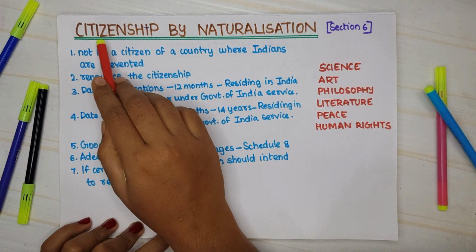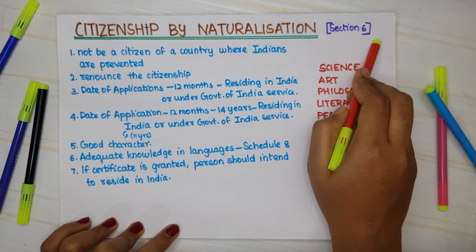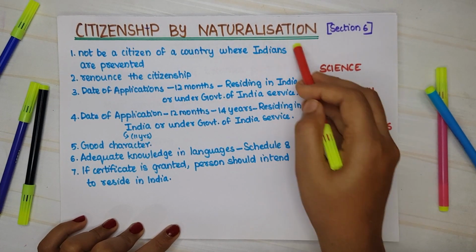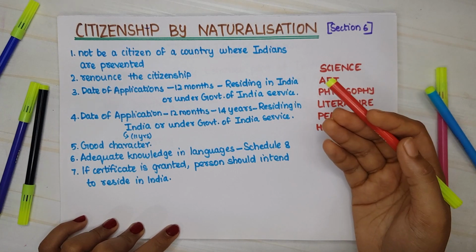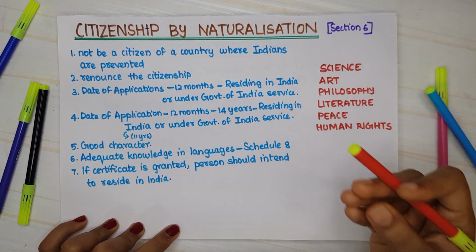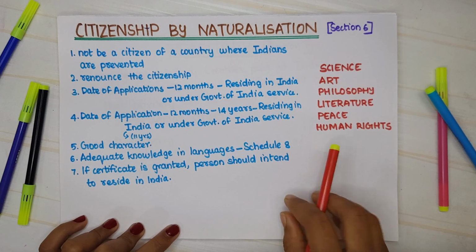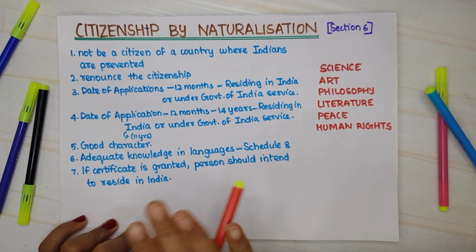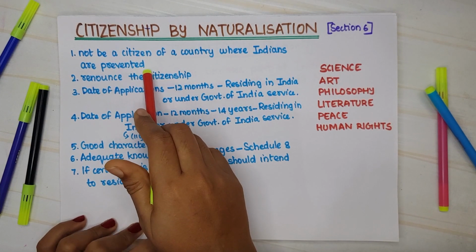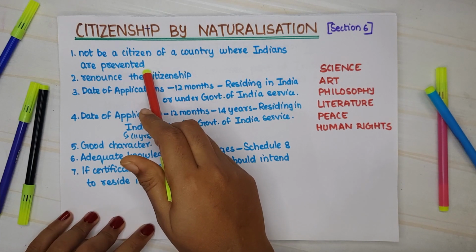Then comes the acquisition of citizenship by naturalization, which is addressed under Section 6. If a person having all these qualifications submits an application to the central government for registering as an Indian citizen, then the central government can register him or her as an Indian citizen. The qualifications are, the first one being, the person should not be a citizen of a country where Indians are prevented from being citizens. That is, he should not be a subject of a country where Indians are not allowed to be citizens.